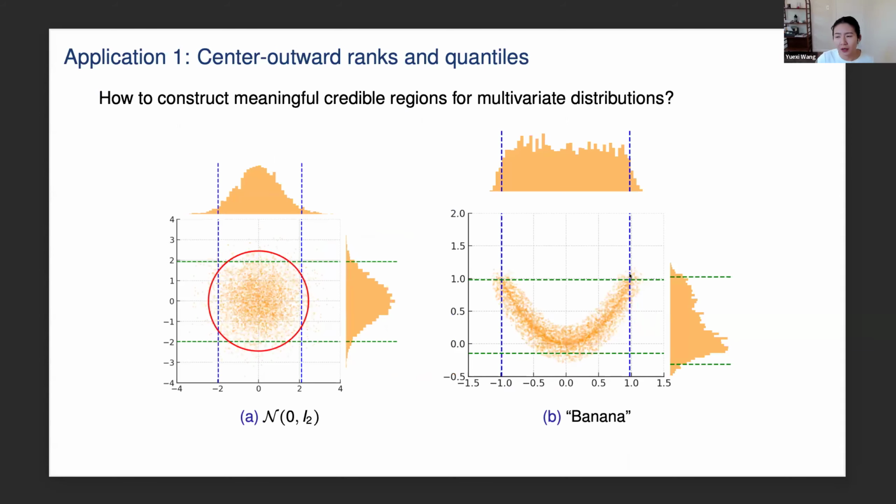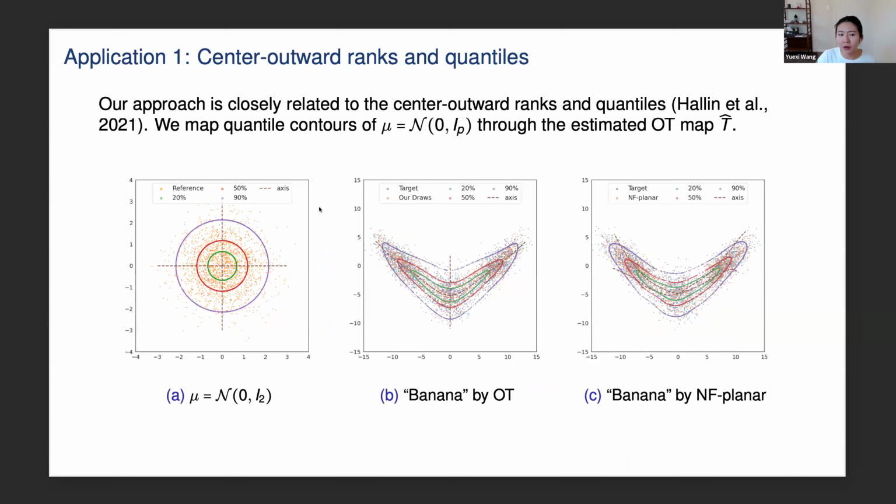And now we want to revisit our previous example: how do I construct a meaningful credible region for a multivariate distribution? Since we are using the OT map, our method is closely related to the center-outward ranks and quantiles proposed by Hallin et al.